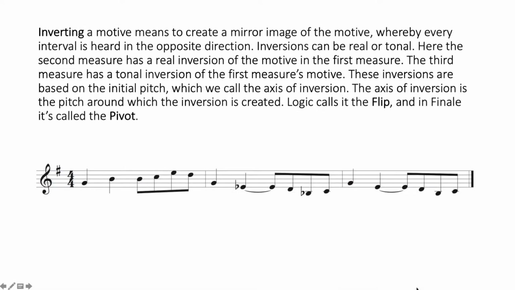Inverting a motive means to create a mirror image of the motive, whereby every interval is heard in the opposite direction. Inversions can be real or tonal. Here, the second measure has a real inversion of the motive in the first measure. The third measure has a tonal inversion of the first measure's motive. These inversions are based on the initial pitch, which we call the axis of inversion. The axis of inversion is the pitch around which the inversion is created. Logic calls it the flip, and in Finale, it's called the pivot.